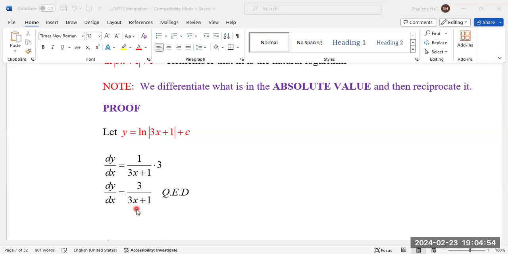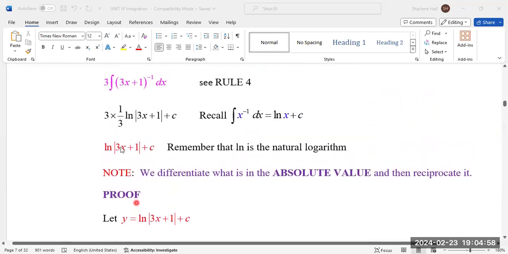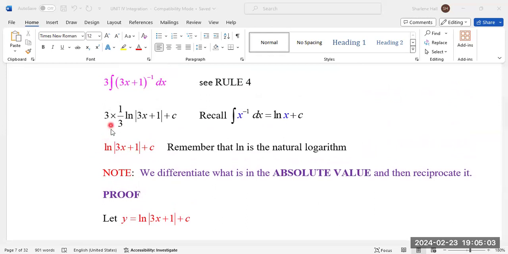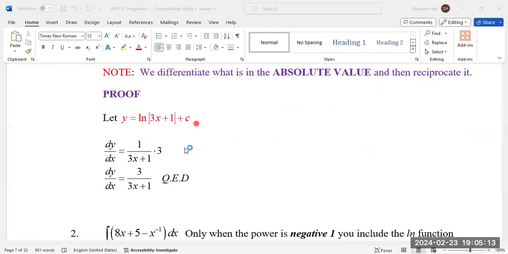Because if I didn't, I wouldn't get the same answer. If I never differentiated inside here, my answer would have been 3 ln 3x plus 1, and that would not have given my original question. I had to only differentiate this to get back this.